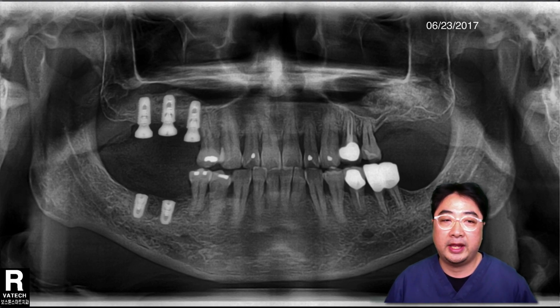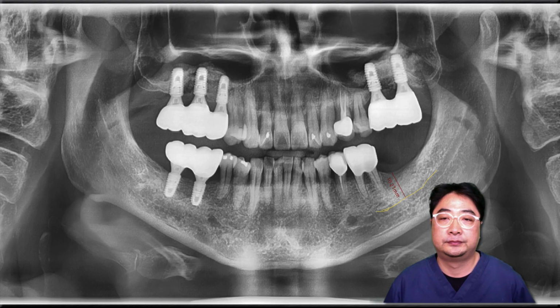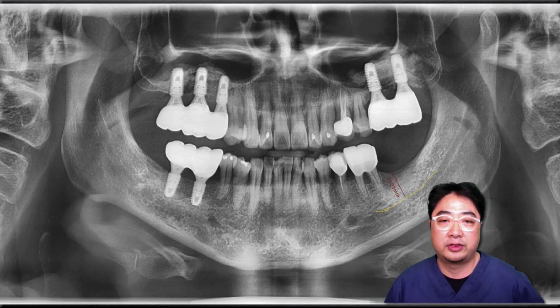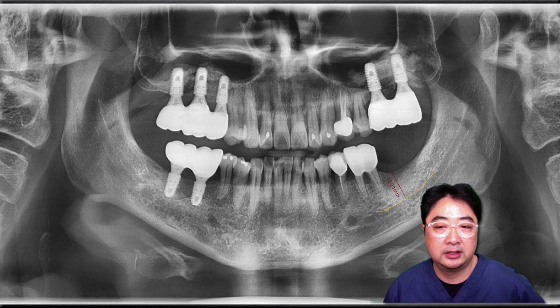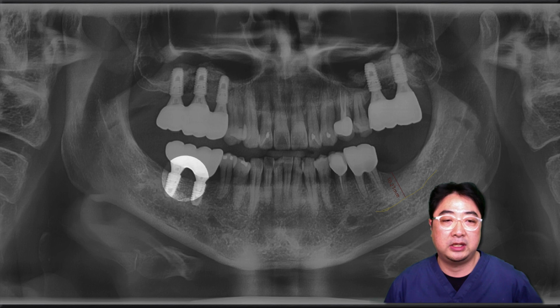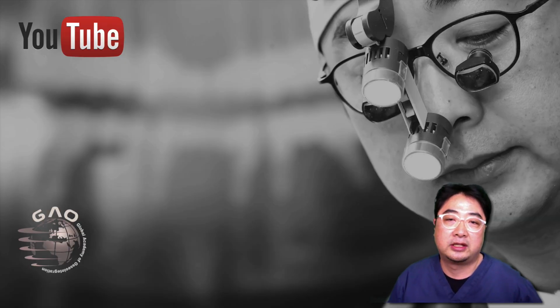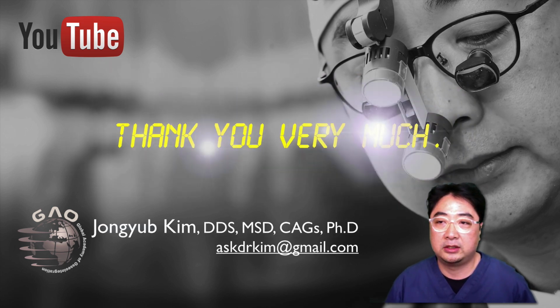Then I sent the patient back to my colleague and he placed the implants. This is the recent panoramic radiograph I received from my colleague. He placed 3 implants on one side and 2 implants on the other side of the maxilla. Both sinus grafts were done by me, and 2 implants were placed by me, and the restoration was done by my colleague. So this is my last slide.